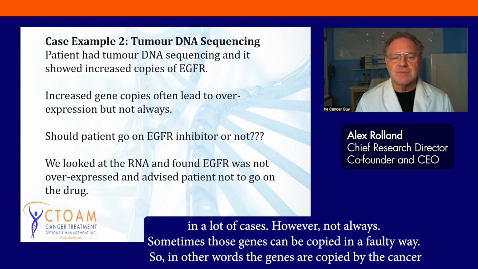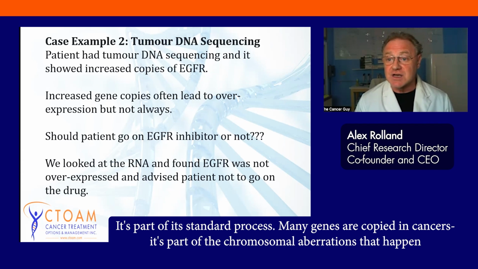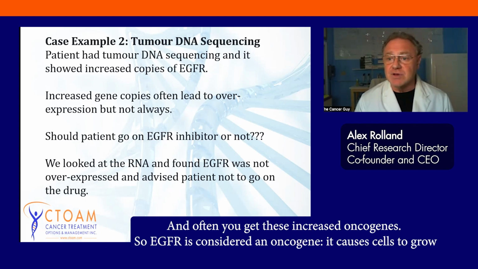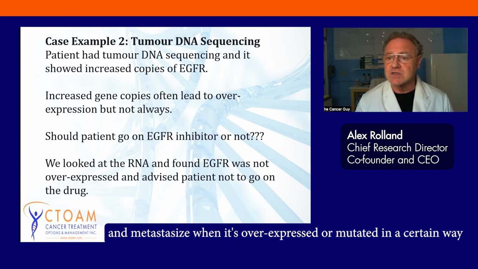So in other words, the genes are copied by the cancer. It's part of its standard process. Many genes are copied in cancers. It's part of the chromosomal aberrations that happen. And often you get these increased oncogenes. So EGFR is considered an oncogene. It causes cells to grow and metastasize when it's overexpressed or mutated in a certain way.